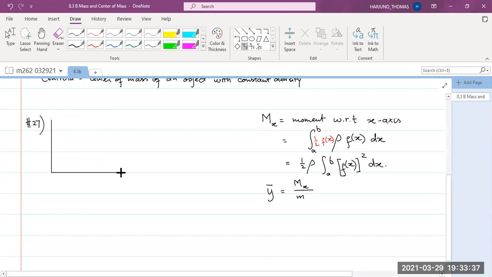So number 27, we have e to the x. e to the x looks like this. For y equals 0, that's the x-axis. x equals 0, that's the y-axis. And then x equals 1. So we want to find the center of mass of this lamina. This is y equals e to the x.